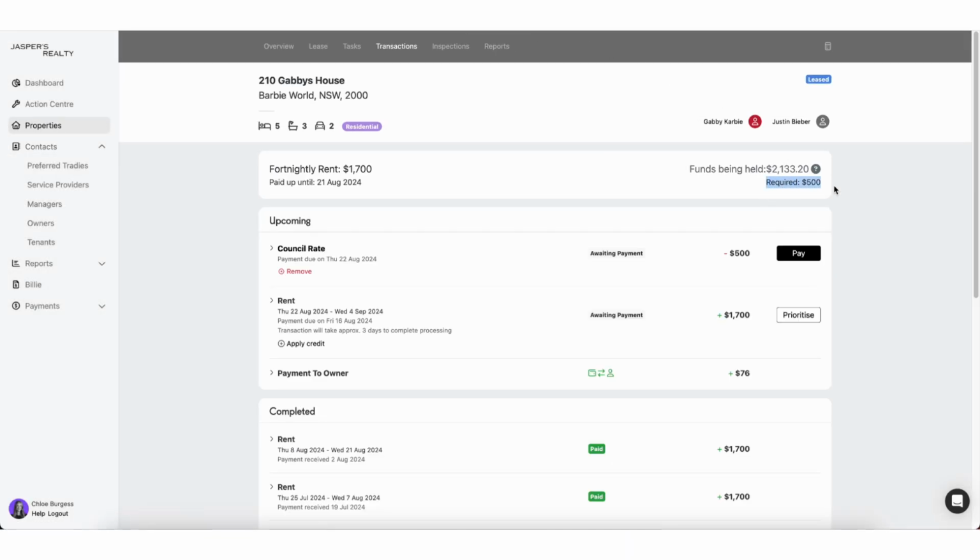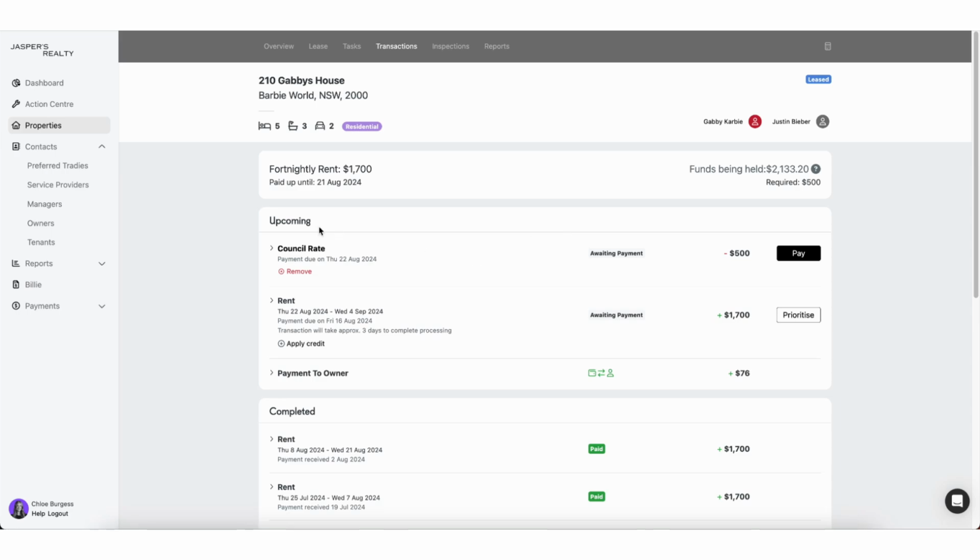The required line item below is where it shows how much money is required to be held from rent in order to pay for landlord bills. At the moment, there is only $500 required. Now you're probably thinking, oh, there's $2,000 being held and $500 required. How come the bill required hasn't yet been paid?